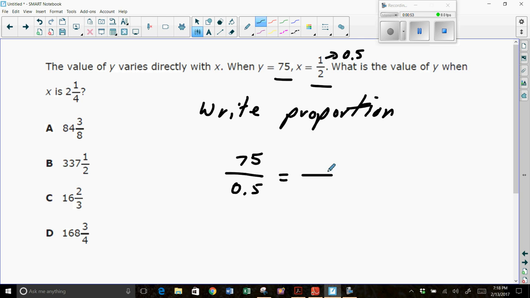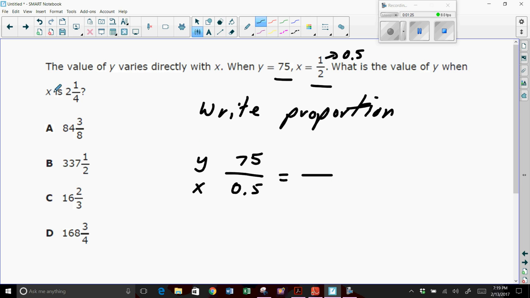Now before I fill in my second fraction, I need to make sure I understand what each of these are. The 75 was the y, the x was my 0.5. So when I come over here to my second fraction, if they give me a y, it's going to go on top, so y goes with y. And if they give me an x, it's going to go on the bottom, so x goes with x. So here it says, what is the value of y when x is 2 1/4? They're giving me an x, so that's going to go on the bottom.